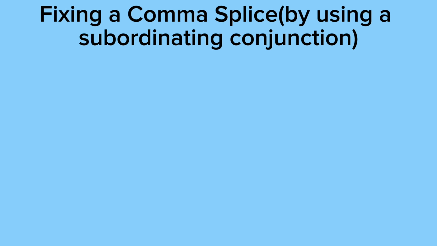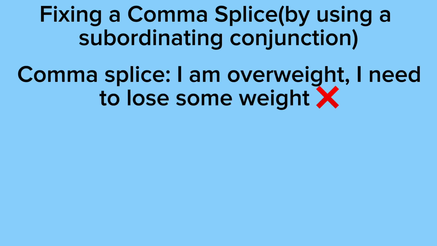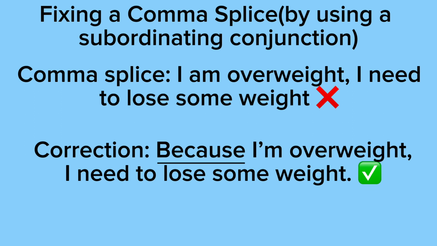And last but not least, we have fixing a comma splice by using a subordinating conjunction. Our incorrect example says, "I'm overweight, comma, I need to lose some weight." As you can see, this isn't the appropriate use of a comma, so the correct way of saying this would be, "Because I'm overweight, I need to lose some weight." As you can see, "because" is the subordinating conjunction that we added.